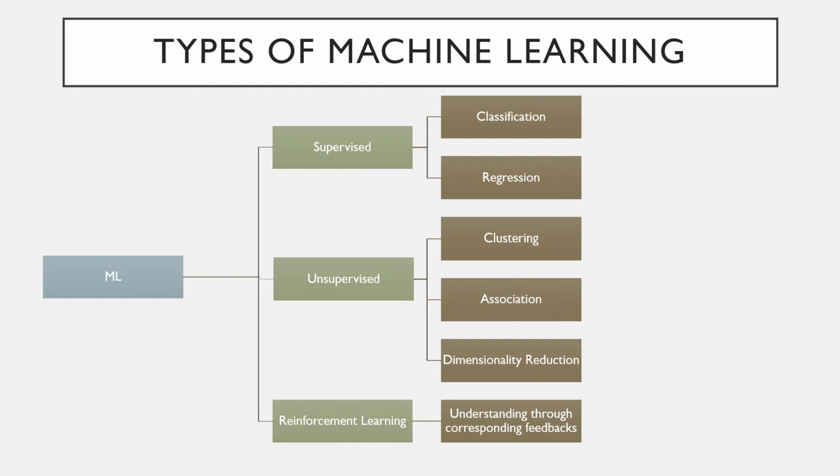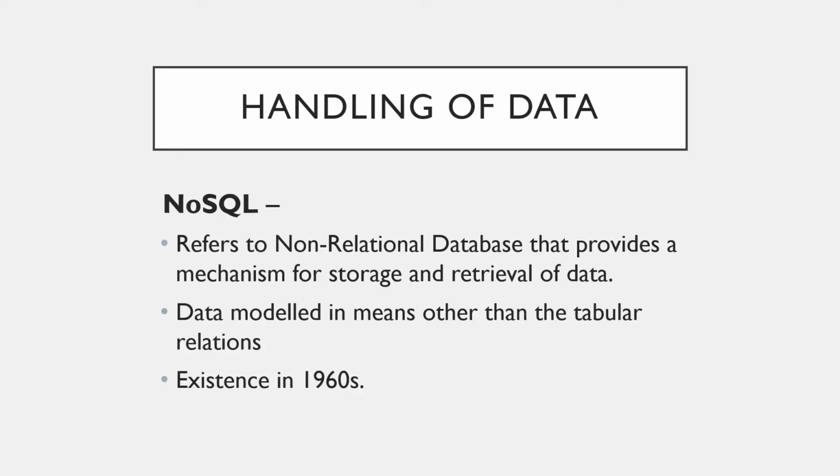The next part is unsupervised learning. It talks about data without labels and features. Unsupervised learning is further divided into three parts, which are clustering, association, and dimensionality reduction. Clustering talks about grouping the inputs based on certain qualities. Association talks about linking on the basis of common relations. Reinforcement learning, as the name suggests, makes a system change its style of understanding through the corresponding feedback it gets from the user itself.